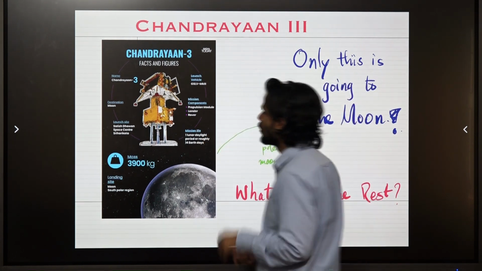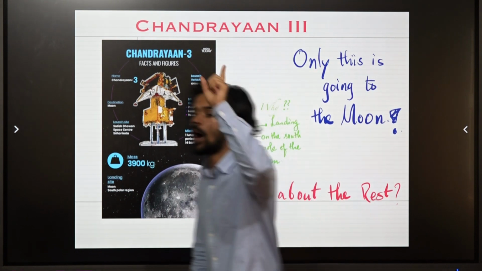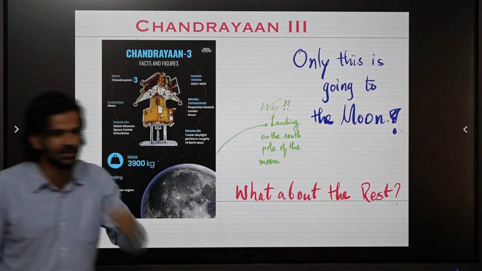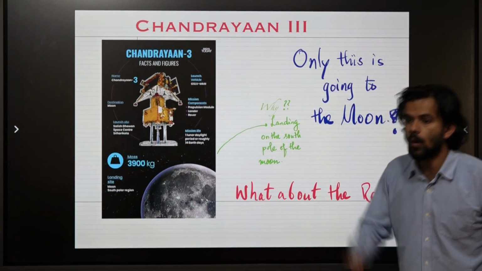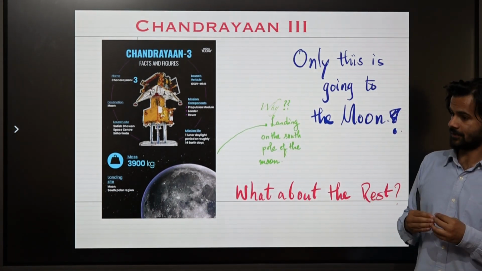And the mission, how long is it going to work on the moon? It's going to work for 1 lunar day on the moon, just for 1 day. That is about 14 Earth days. 1 lunar day equals 14 Earth days.